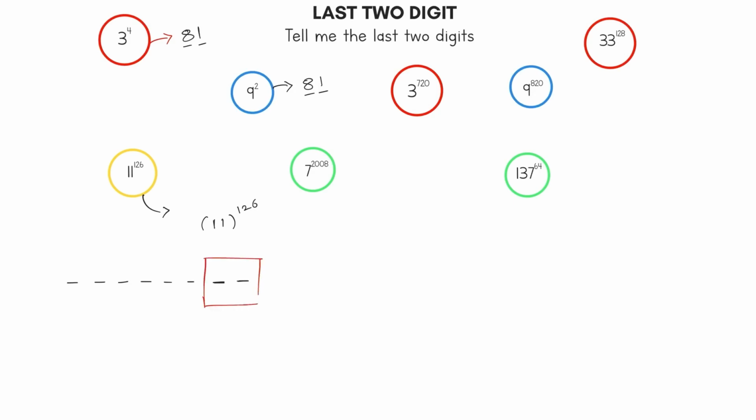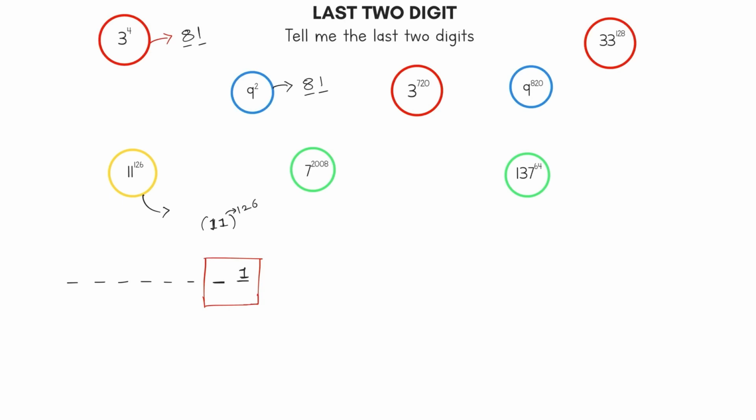Imagine 11 being multiplied 126 times. How big will the number be? What will be the last 2? So what will be the unit digit here? Since this is 1, what is the cyclicity of 1? 1. Which means 1 raised to any number, even 1 raised to 1 crore, the unit digit will be 1. We had studied this in the previous class. I told you about 5 and 6 having a cyclicity of 1, but so will 1 have a cyclicity of 1, right? 1 raised to anything, the unit digit will always be 1.